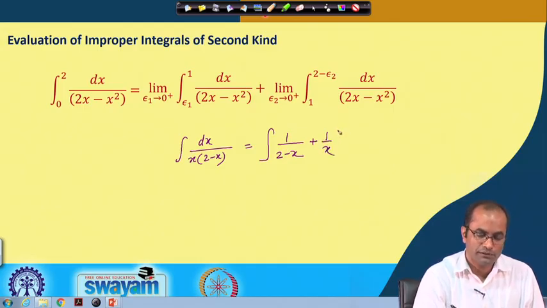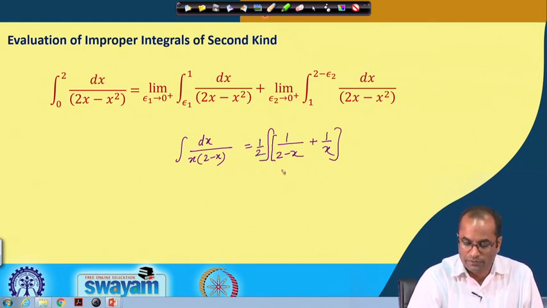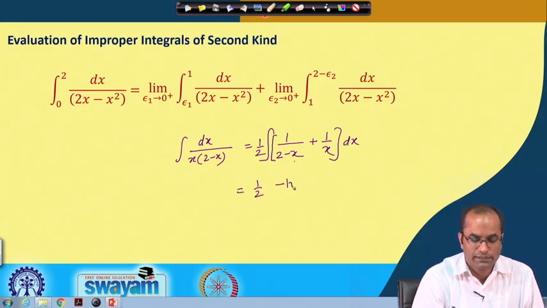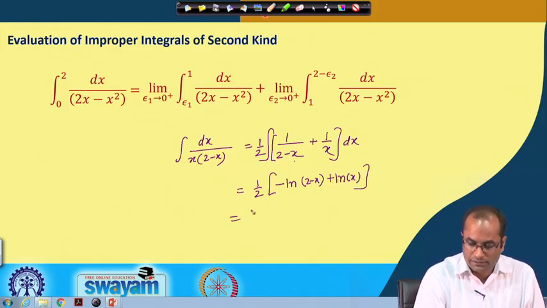So, this is 1 by 2, we have to adjust here because we will get this 2 there. So, we have 1 by 2 times (1 over 2 minus x plus 1 over x), and this integral over dx, which we can integrate. So, we will get this with a minus sign as ln(2 minus x) and plus this ln x, which is basically this half and this ln of x over 2 minus x.